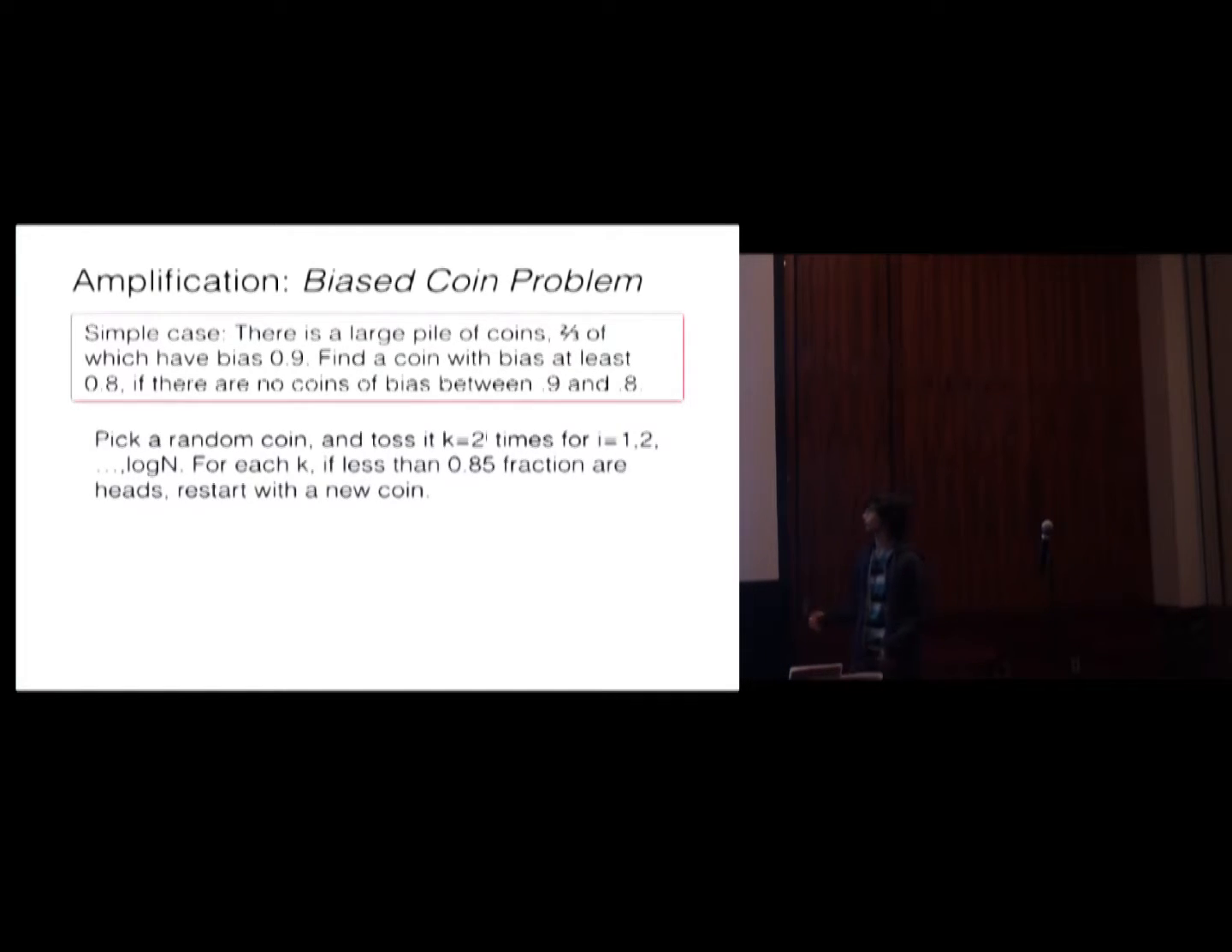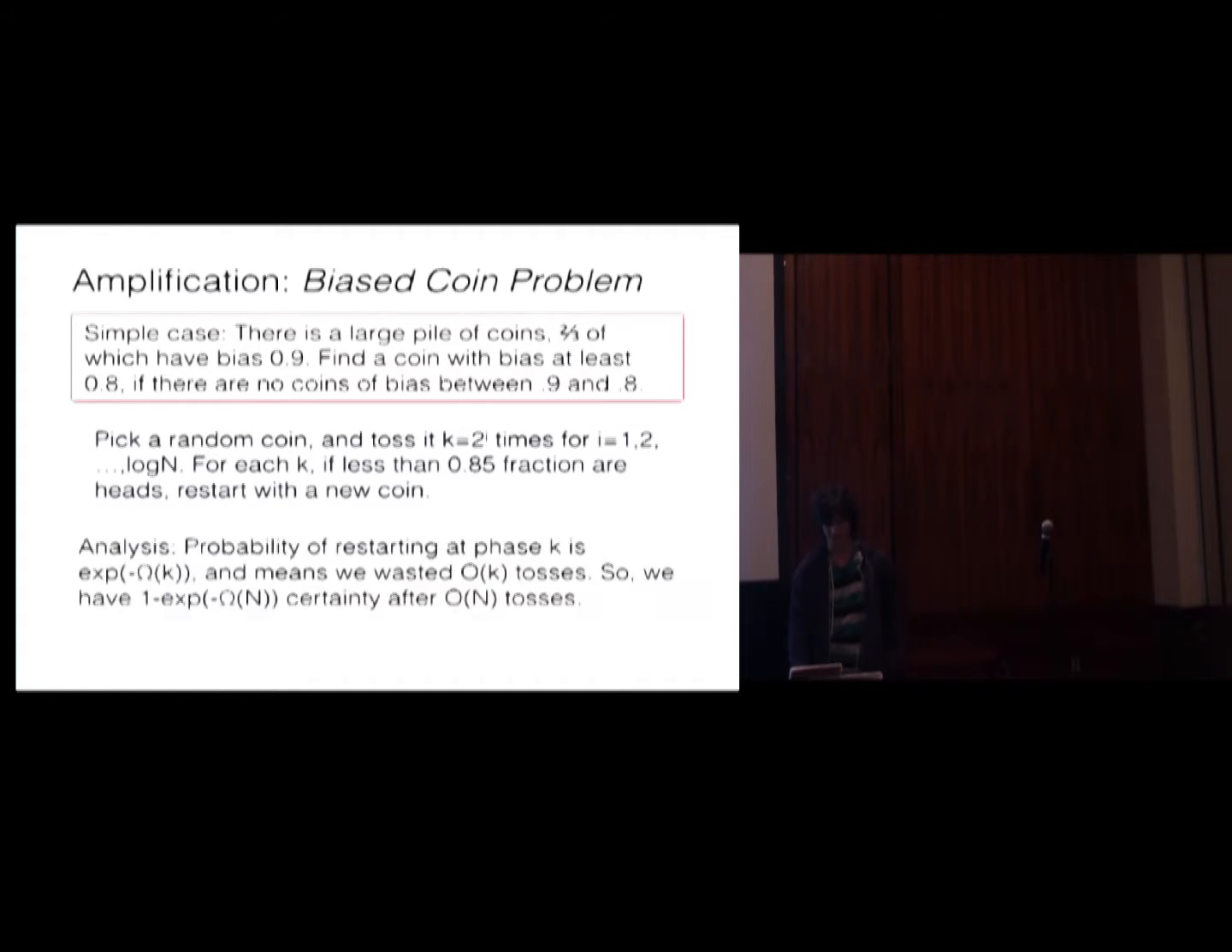We pick a random coin, and we toss it 2 to the i times for i from 1 to log n. At each step, if fewer than 0.85 of the tosses are heads, we throw out the coin and start with a new one. Vaguely, the idea here, compared to what we had before, is that in the previous algorithm, we could have taken a bad coin and tossed it n times and then thrown it out, so we wasted a lot of time on a bad coin. But here we guarantee that we're not going to toss a coin many times without throwing it out.